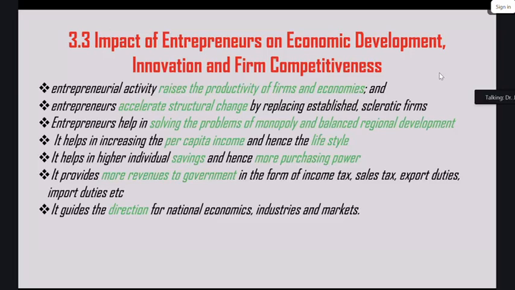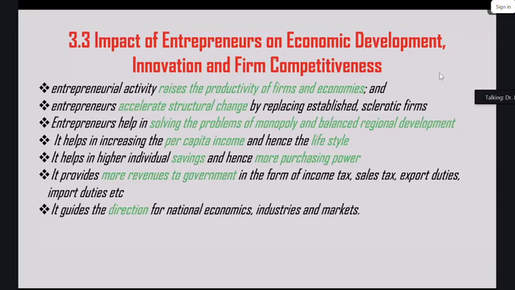The difference is not too big. Kwamba kuna a little bit balanced regional development due to existing of these entrepreneurs and the likes. So the other point, you can also talk that it helps in increasing the per capita incomes and hence the life styles. Capital incomes tunaangalia pato la mtu mmoja mmoja.